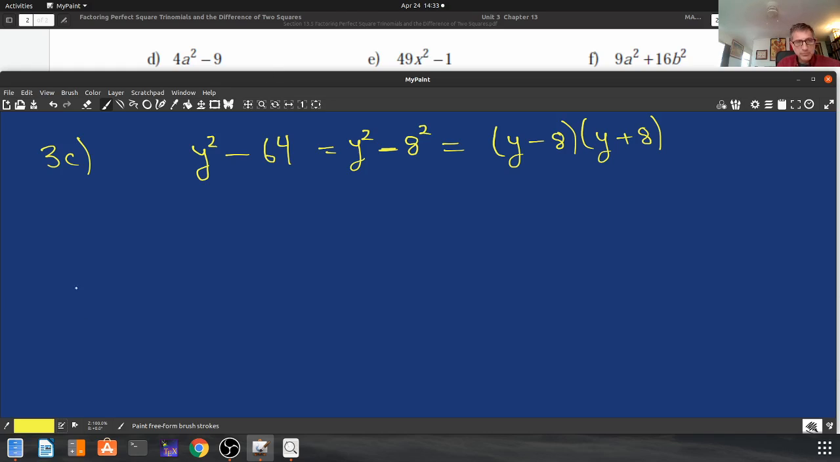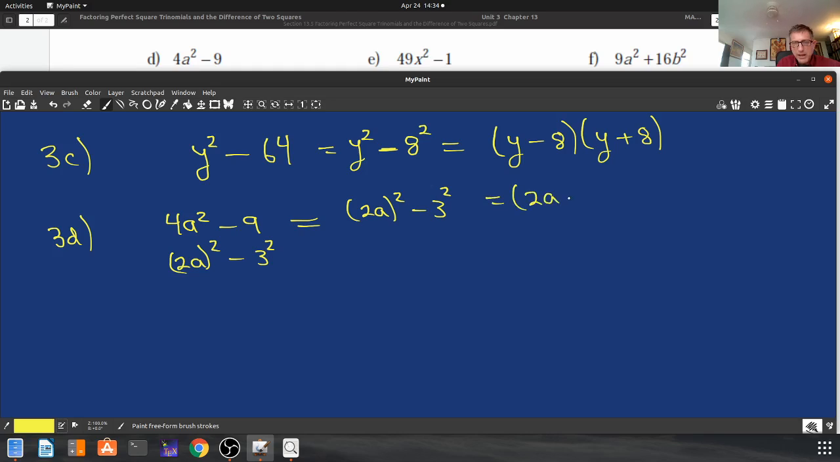Next is 3d. I have 4a squared minus 9. Well, here I want to notice that 4a squared is 2a squared, and that 9 is 3 squared. So that's equal to 2a squared minus 3 squared. So here's my w and here's my v. So that's equal to 2a minus 3 times 2a plus 3.